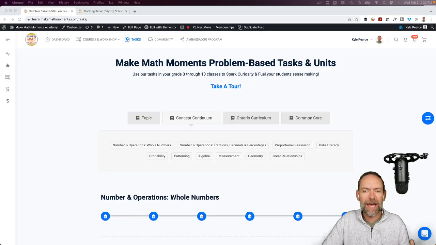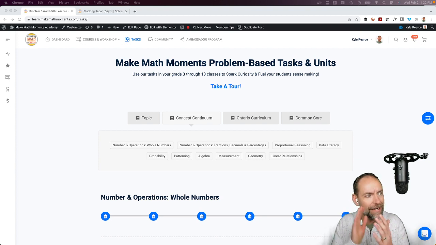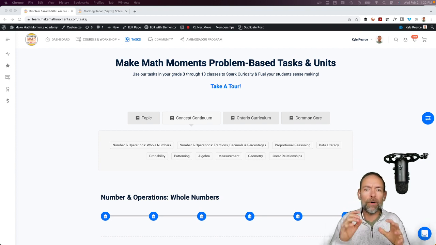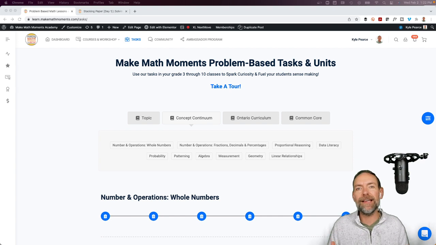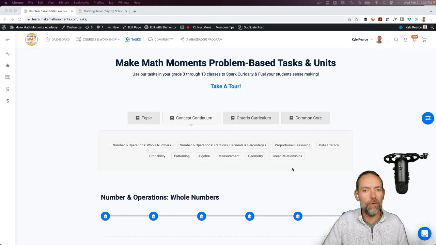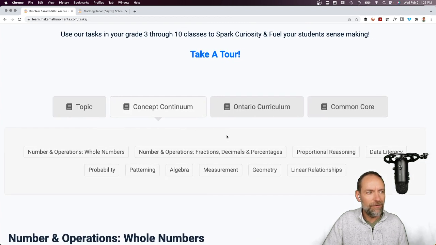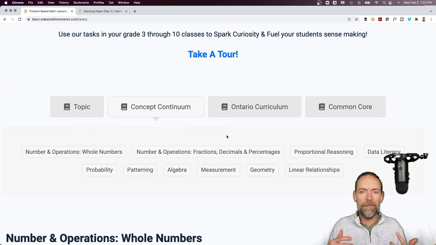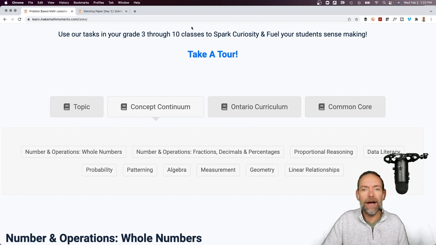So today we're going to dive in, and we're going to begin by jumping over to the Make Math Moments website. And in particular, we are in the problem-based tasks and units section. And for those who haven't been there recently, you'll notice that we have a bit of a makeover here. And really what we've done is we've got 4 tabs here that give you a little bit of flexibility in how you find the tasks that you're looking for in your classroom.